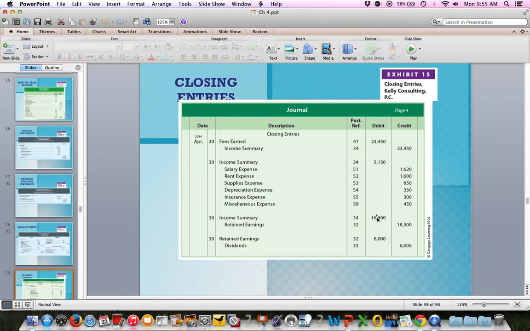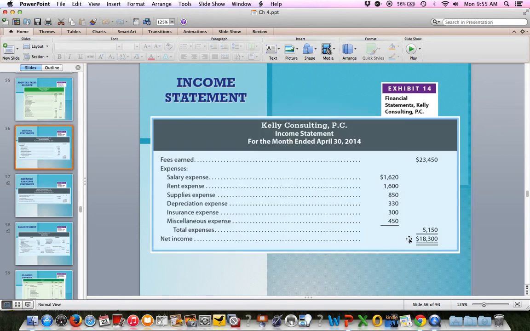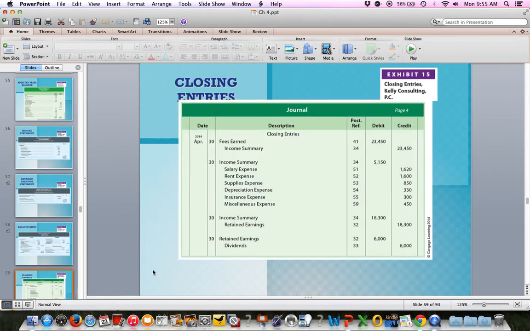And the way you know you got this right is going back to the income statement. Our net income was 18.3. So if I go back to the closing entries, my debit to income summary for step 3 was 18.3. That was my net income number. So it's a little self-check you can do: my entry number 3 for the closing process needs to be the same dollar amount as my net income in the income statement. With the same number, that means we're doing this correctly.